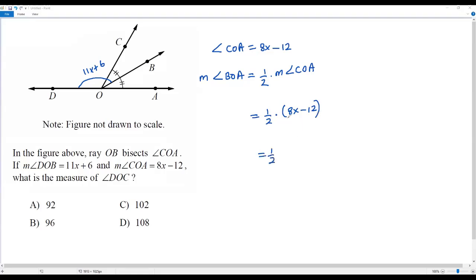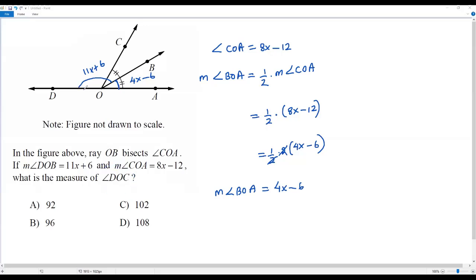So 1/2 times. Both 8 and 12 are multiples of 2, so we can factor 2 out. If I factor 2 out of 8x, I'll have 4x. If 2 is factored from this 12, I'll get 6 over here. This 2 will cancel out. I'm getting 4x - 6. So the measure of angle BOA equals 4x - 6. Once we solve for x, we'll be able to solve for the measure of angle DOC.